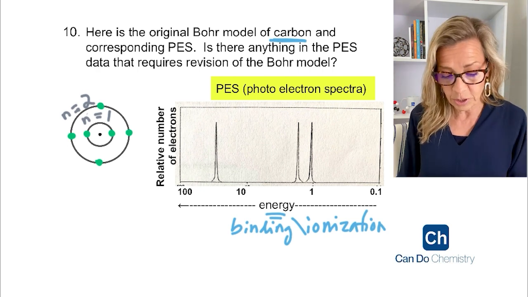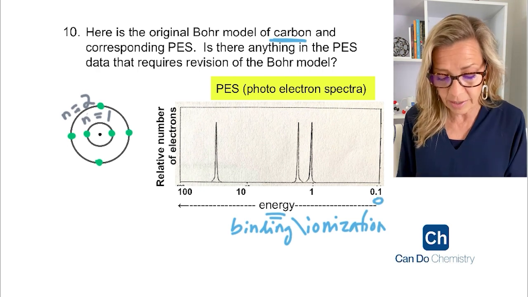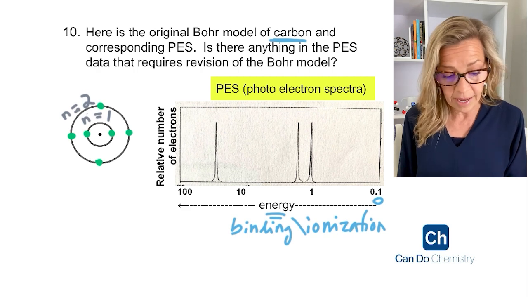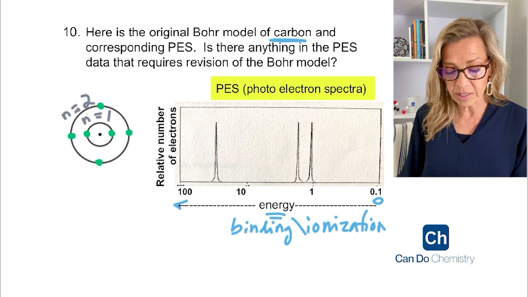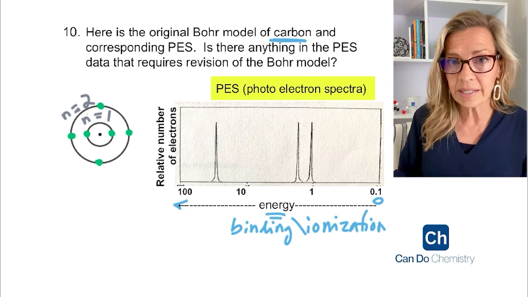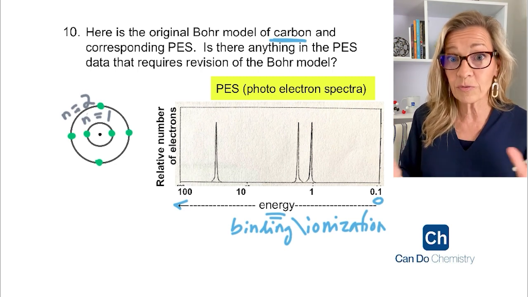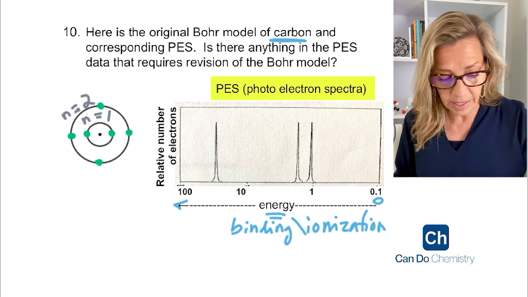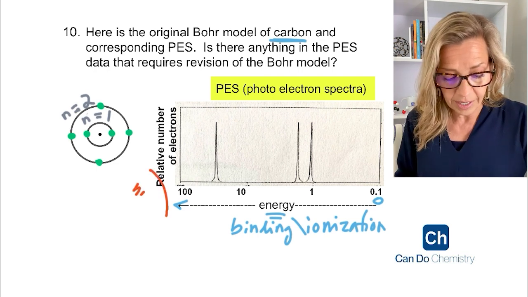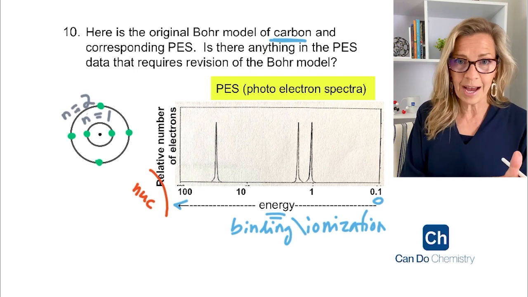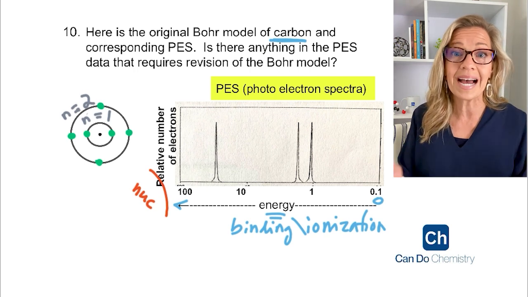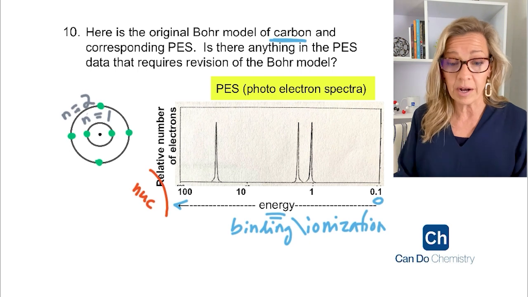Okay, so the first 2 that come, notice that this is the 0 energy on the right, and it increases as we go to the left. So first thing we notice is that what will take the least amount of energy? The electrons farthest from the nucleus. And so I'm going to label the nucleus over here. So I know my nucleus, the electrons closest to the nucleus have the most amount of energy. They're the last ones to come off, okay?